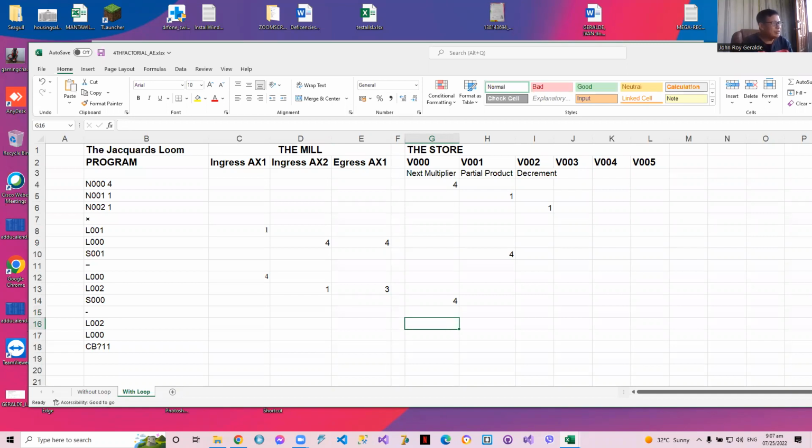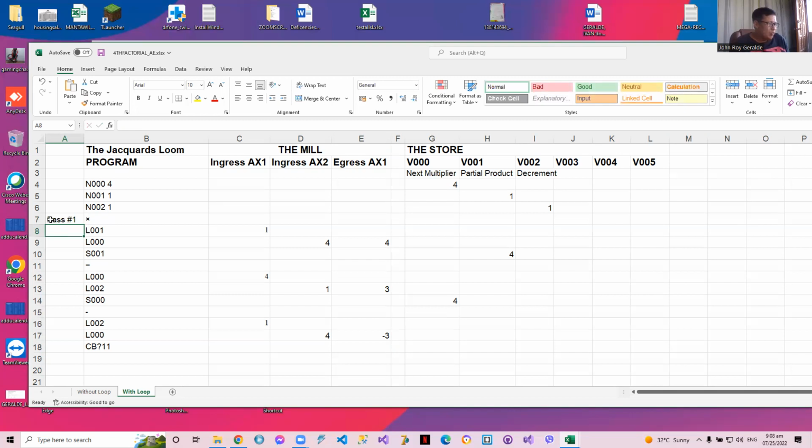Okay. Minus L002. What's L002? This is 1. Okay. L00 is 4. This is the one which is important. 1 minus 4. This becomes negative 3. Do you follow? This is pass number 1. Here's pass. Okay. Do you follow?